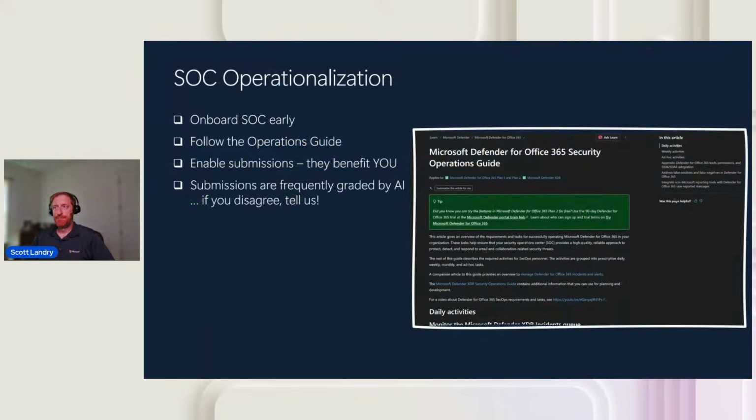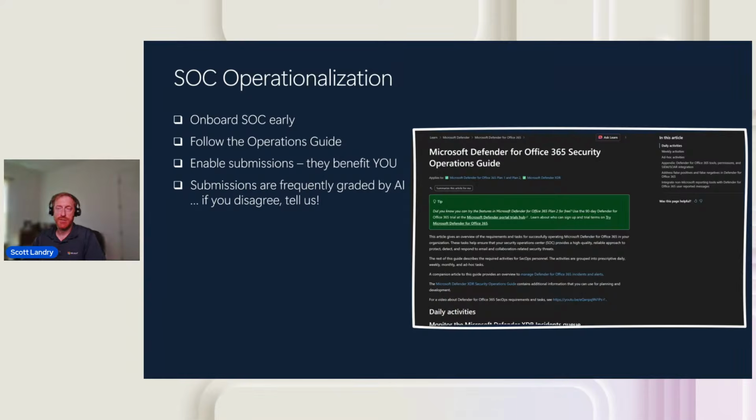Okay. So a quick word about SOC operationalization before we get too deep into some of the technologies. First of all, one of the biggest mistakes I see is deploying some sort of protection product like Defender for Office without onboarding the SOC, right? Again, as we mentioned, there are going to be misses. So the most important thing you can do is to have continuity at the SOC level before, during, and after migration, right? And so it's very important.